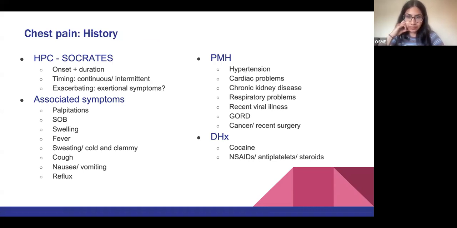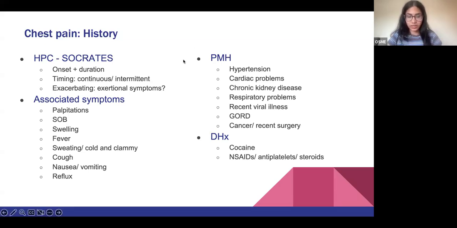If you have hypertension and cardiac problems, kidney disease, then you might think a cardiac cause. A recent viral illness might point you towards myocarditis, pericarditis, or pleurisy, so inflammation of the pleura. Cancer and recent surgery, so you want to rule out any pulmonary embolism. So you can ask about VTE risk factors here.